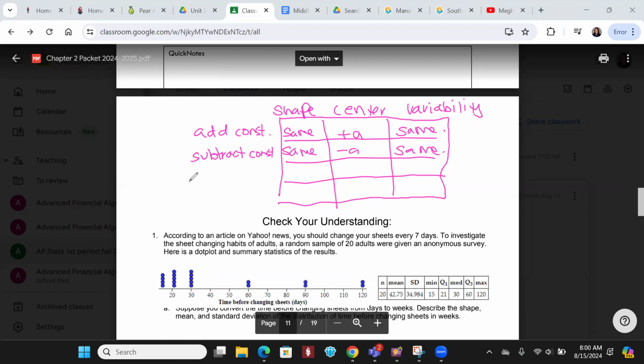If we multiplied by b, then the shape is going to be the same. The center is going to be whatever you multiplied by times that mean. And the variability will also be times that. If we divide by b, then the shape is going to be the same. We're going to divide the mean by whatever that number is, and the variability will also be divided by b.